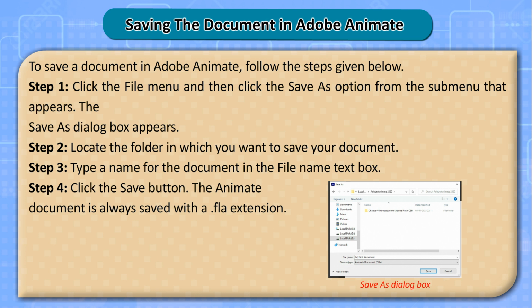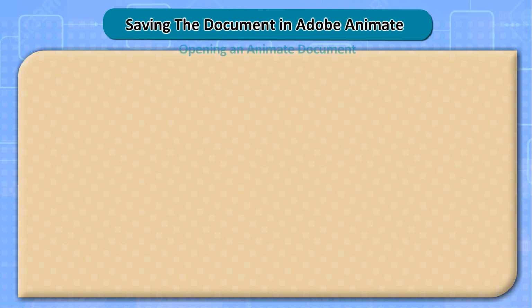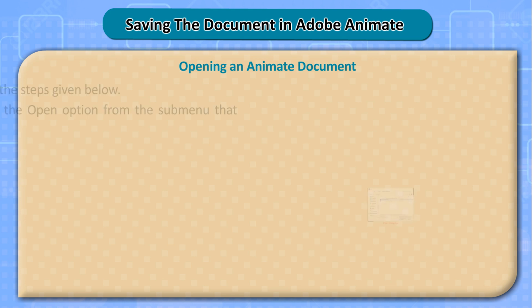Step 2. Locate the folder in which you want to save your document. Step 3. Type a name for the document in the File Name text box. Step 4. Click the Save button. The Animate document is always saved with a .fla extension. Save As dialog box.